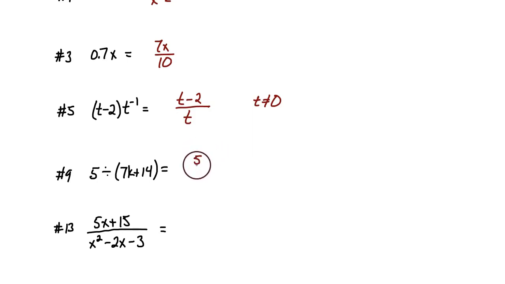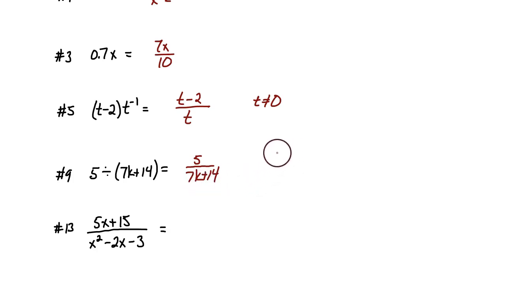Number 9, we have 5 divided by something. So let's write that as a ratio, 5 over 7k plus 14. There is a variable in the denominator. The denominator cannot be 0. So what value of k would make the denominator be 0?